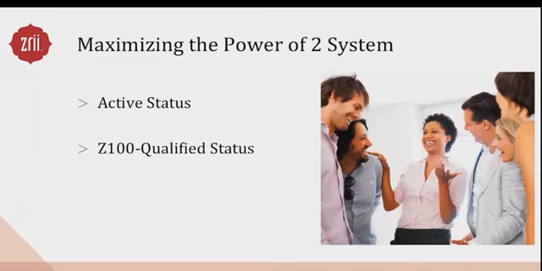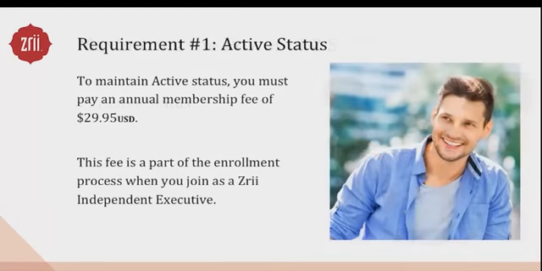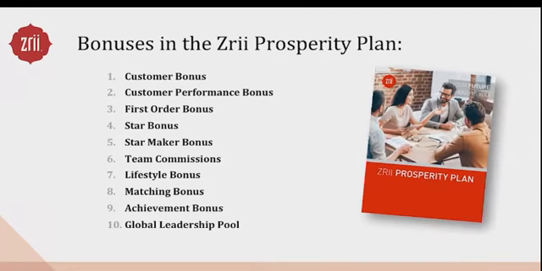To make the Power of Two system work, you'll focus on 4 key bonuses in the Zrii Prosperity Plan. As you may remember, the Zrii Prosperity Plan contains 10 bonuses. The Power of Two system harnesses the power of just 4 of them, and then duplicates behavior around these 4 bonuses in a way that ultimately unlocks all of the bonuses in the Zrii Prosperity Plan. Pretty smart, right? So let's take a look at the bonuses we'll be focusing on.